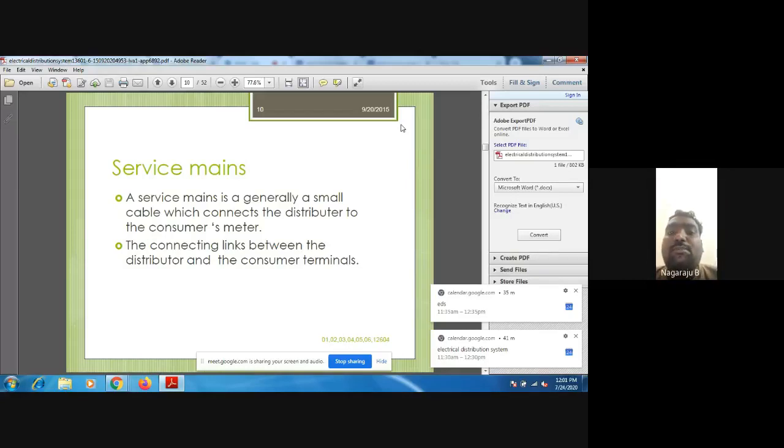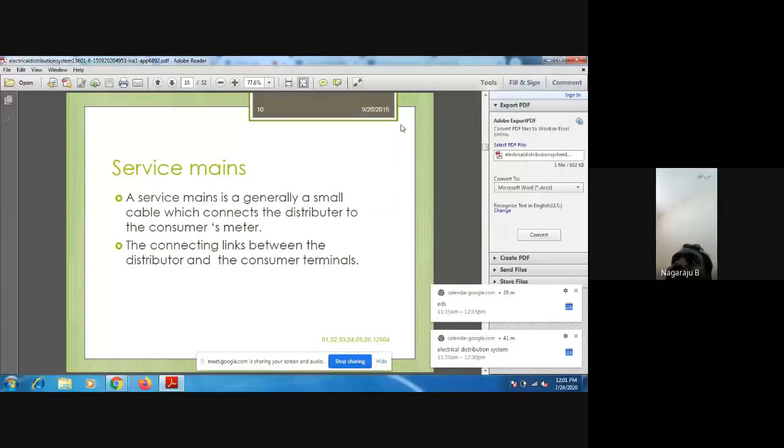A service mains is generally a small cable which connects the distributor to the consumer's meter. So you know about the service mains, a connecting wire from the pole. Different types of poles are used, poles are there. After the distribution transformer we will have a supply through the different poles.